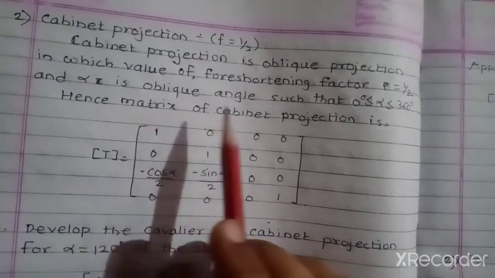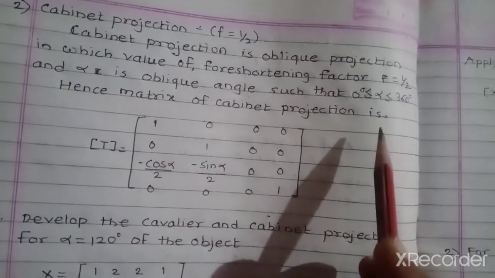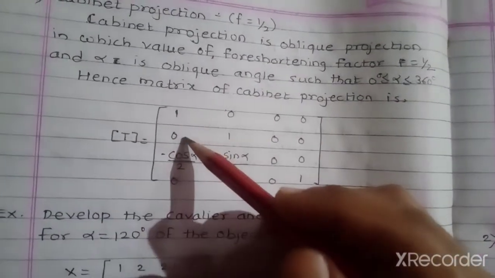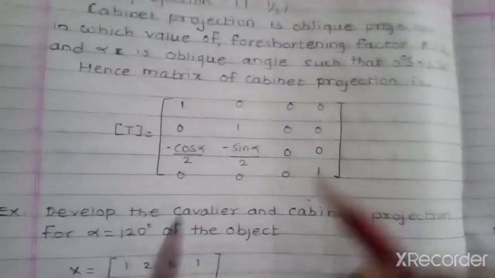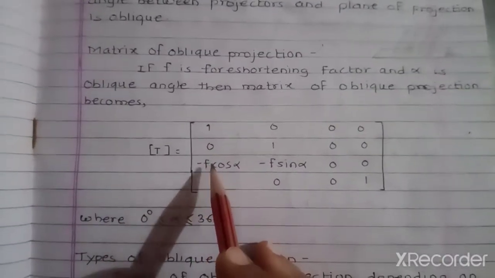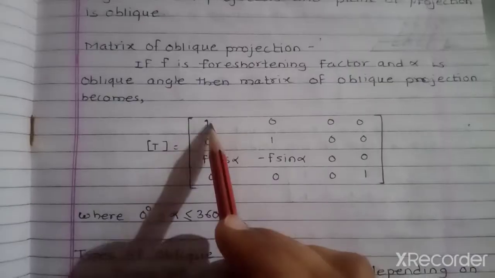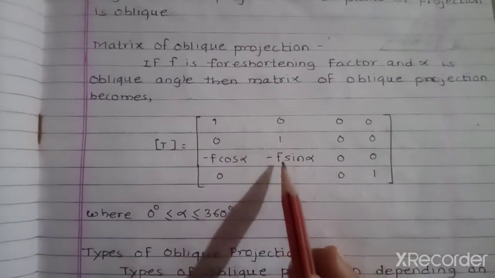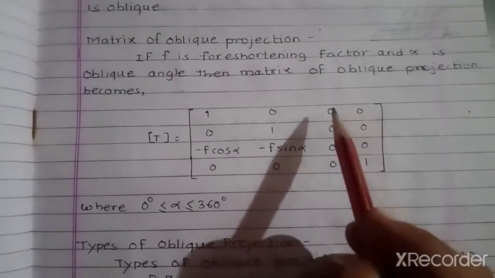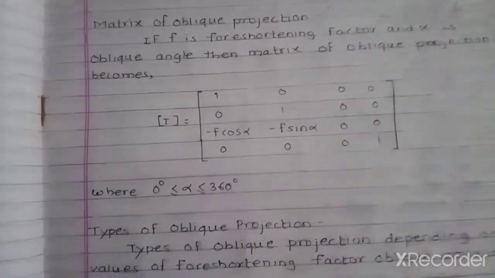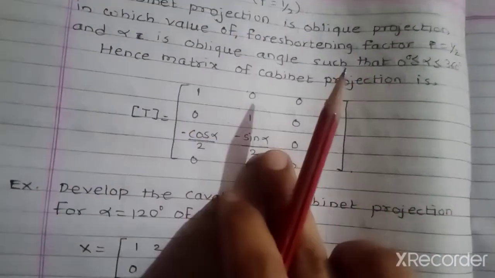Hence the matrix of cabinet projection is T equal to, what we have to do again, put the value f equal to 1 by 2 in our standard matrix. That matrix is converted to 1 0 minus cos alpha by 2 0, 0 1 minus sin alpha by 2 0. The third column is totally 0 and the last one is 0 0 0 1. So see, that matrix comes here.